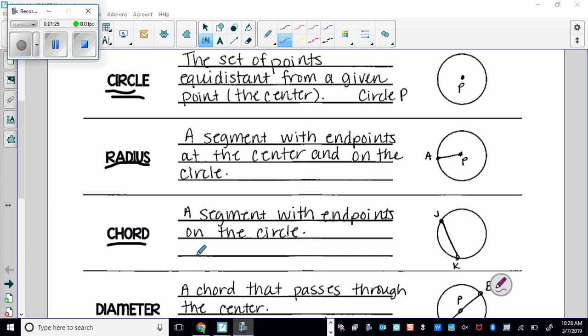The third one is a chord. A chord is also a segment with endpoints on the circle. So this is an example of a chord. Just remember, it has to end at the circle, on the circle. So from J to K, that is a chord.